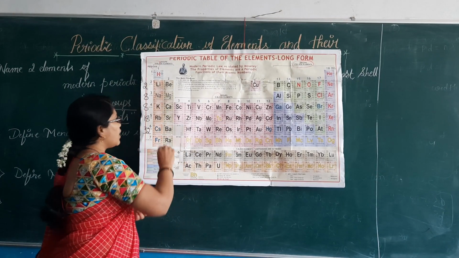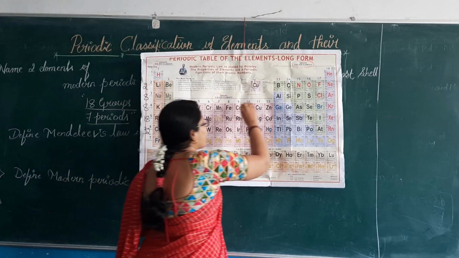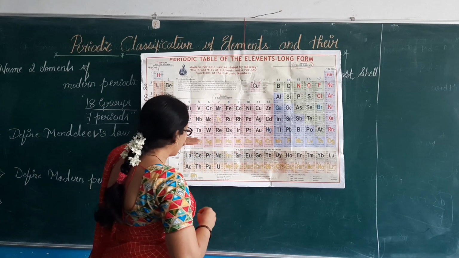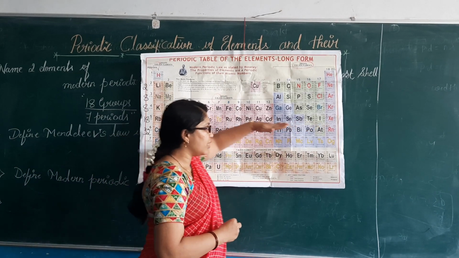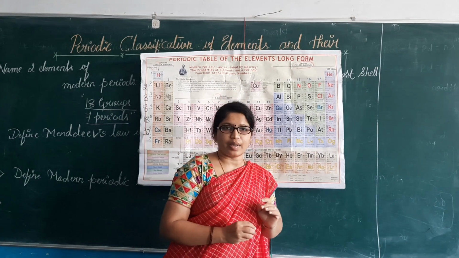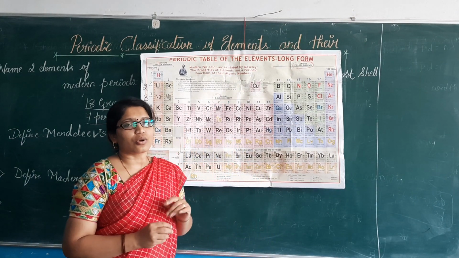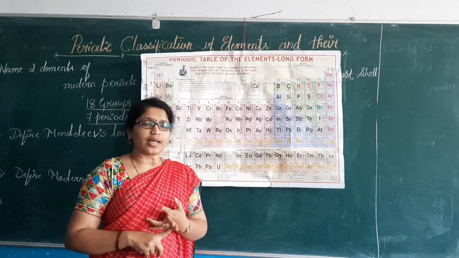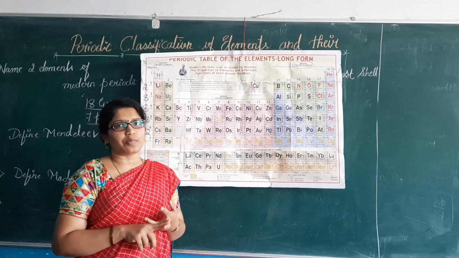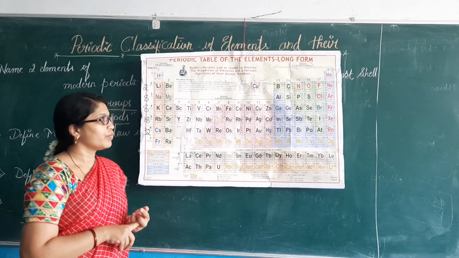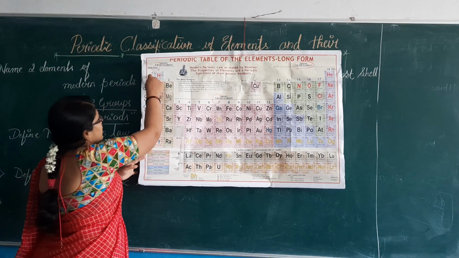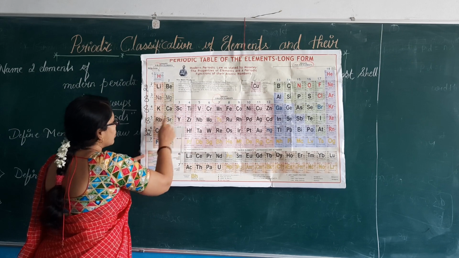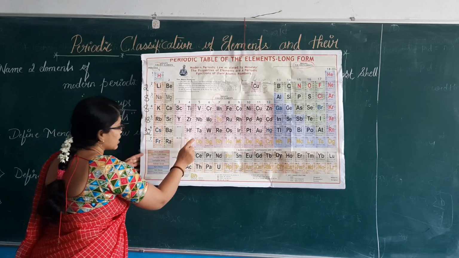And certain elements can also be classified in horizontal rows, from the left side to the right side. In the form of rows they have been arranged. They are called periods. There are 7 periods in the periodic table and 18 groups. So I could tell here that this is the first period, second period, third, 4th, 5th, 6th and this is the 7th period.